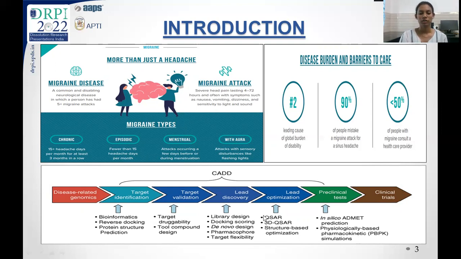Below this, you can see there is a flow chart of a CAD, that is computer aided drug design. As my work includes the use of computational tools, I have shown the flow chart of the CAD. So how the process goes on. First there is a disease, then we go for target identification, then target validation, lead discovery, lead optimization, lastly the preclinical trials, and lastly the clinical trials. At each and every stage you can use CAD, that is computational tools or in silico tools, to screen your molecule priorly at early stage itself. So we will see that further.